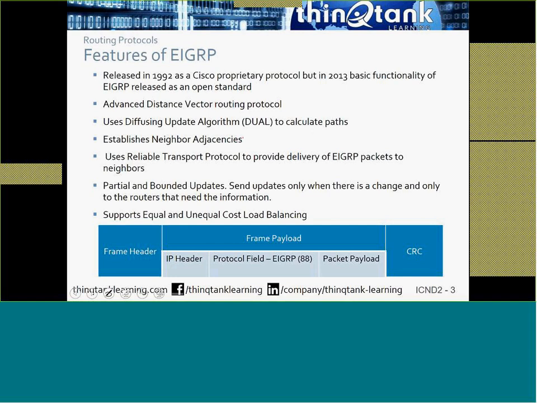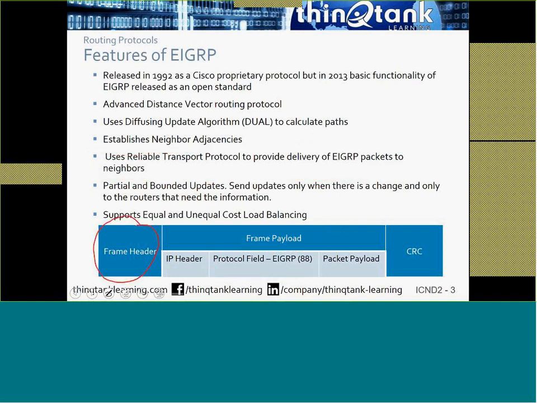All right, EIGRP runs directly on top of IP. So there's no transport layer function. Now, we know IP is connectionless. It's best effort. So we don't have any guaranteed delivery of datagrams in IP. So EIGRP employs the use of another protocol called the Reliable Transport Protocol that provides those connection-oriented functions. Now, we don't see RTP listed in the frame payload.